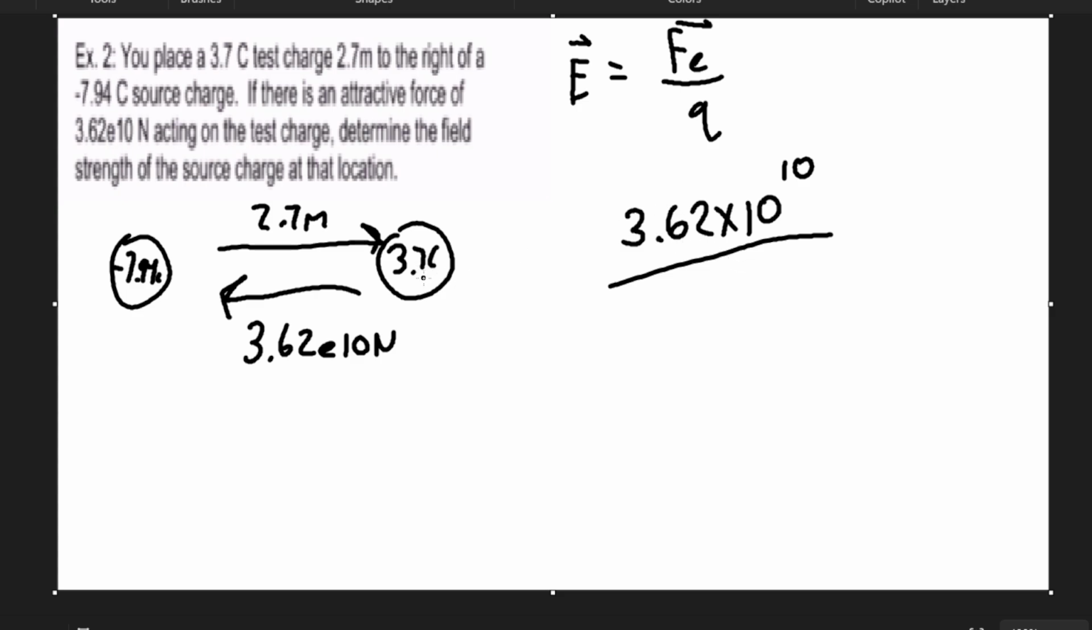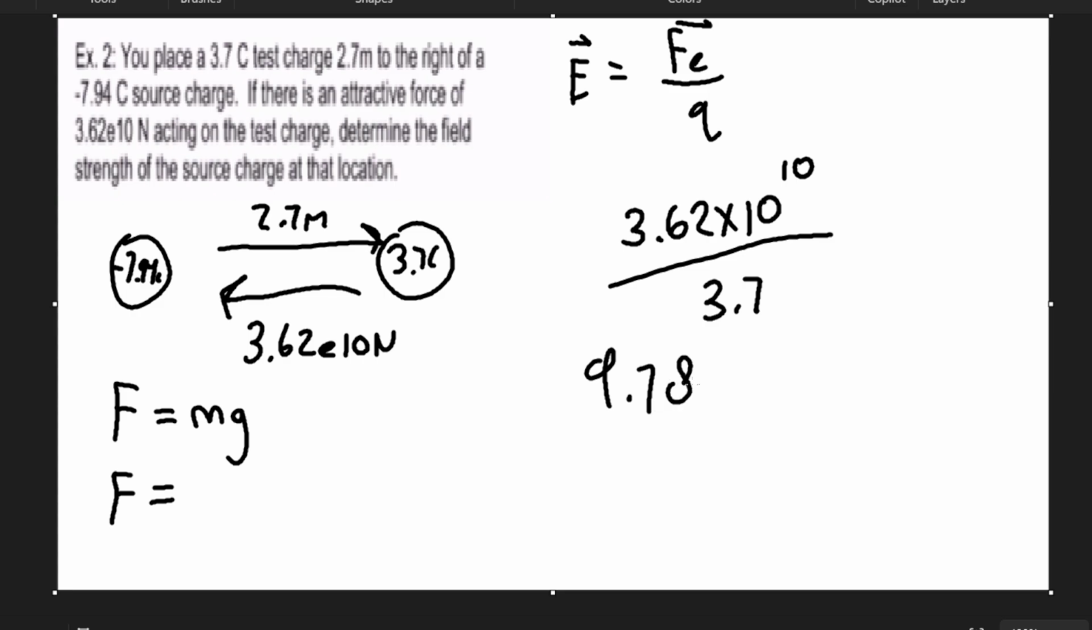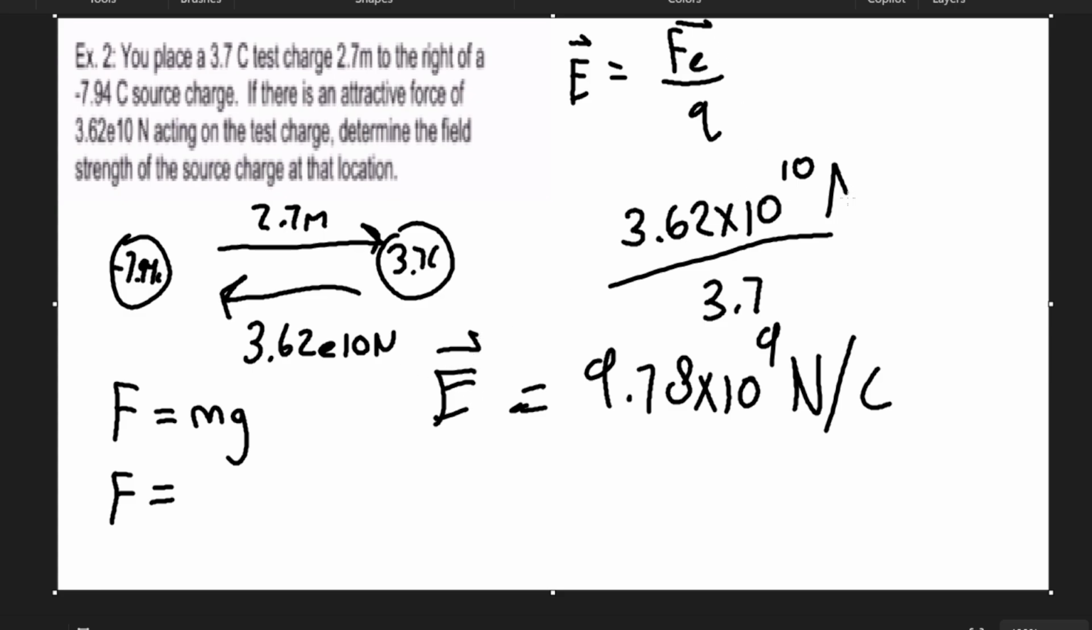So we use 3.7. To make it easier to understand, let's look at F equals mg. If you're calculating the force, are you going to use the mass of Earth or the mass of the object being affected multiplied by g, which is 9.81? You're going to use the mass of the object, not Earth. Anyways, this gives you 9.78 times 10 to the power of 9 newtons per coulomb for the electric field. The units for electric field are newtons per coulomb because this is the force, so this is in newtons, and this is the charge, in coulombs, so newtons per coulomb.